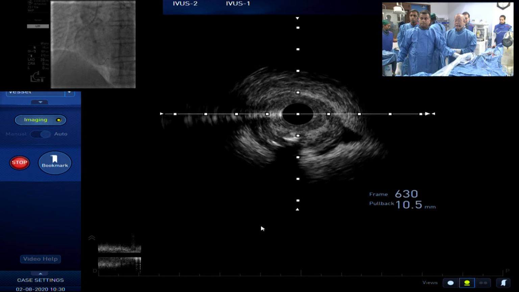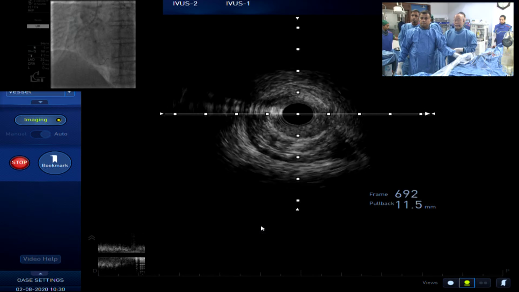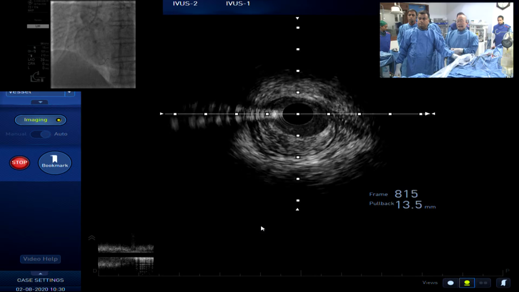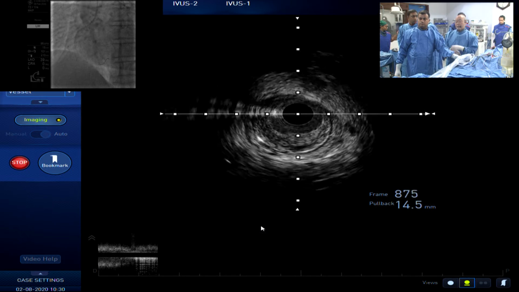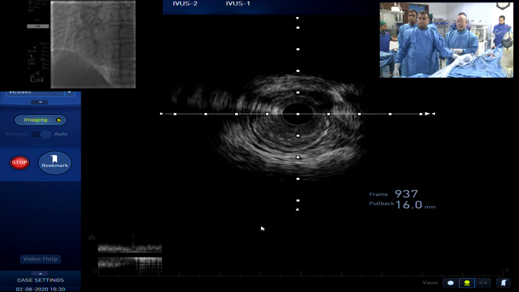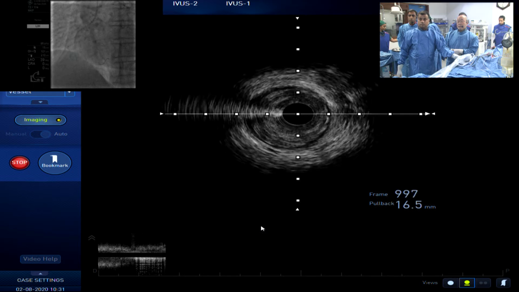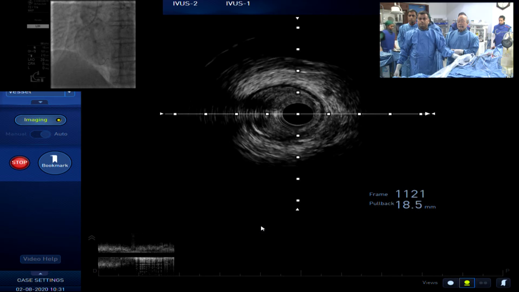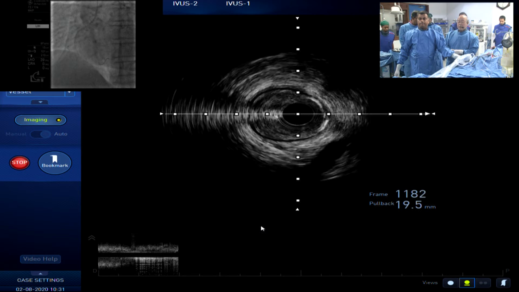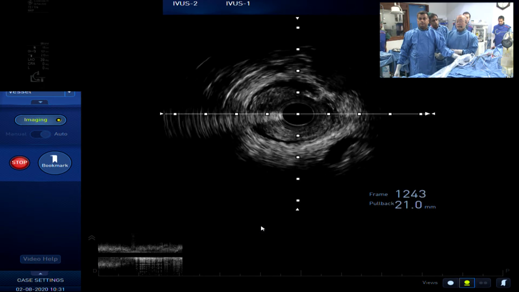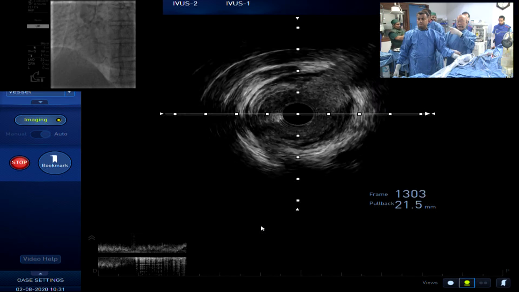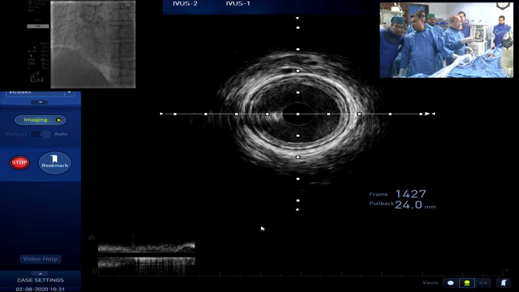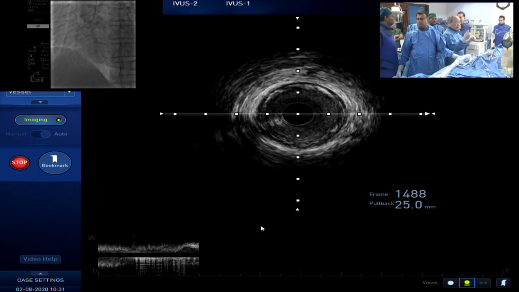There's some lesion dissection, some calcium, right? Calcium, yes. Some calcium at 6 o'clock. I think the wire is passing through the lumen. I was going to ask the same question, whether there was any evidence that this was subintimal or not. No subintimal space. This is a branch. So the wire is passing through the lumen from the beginning to the end.